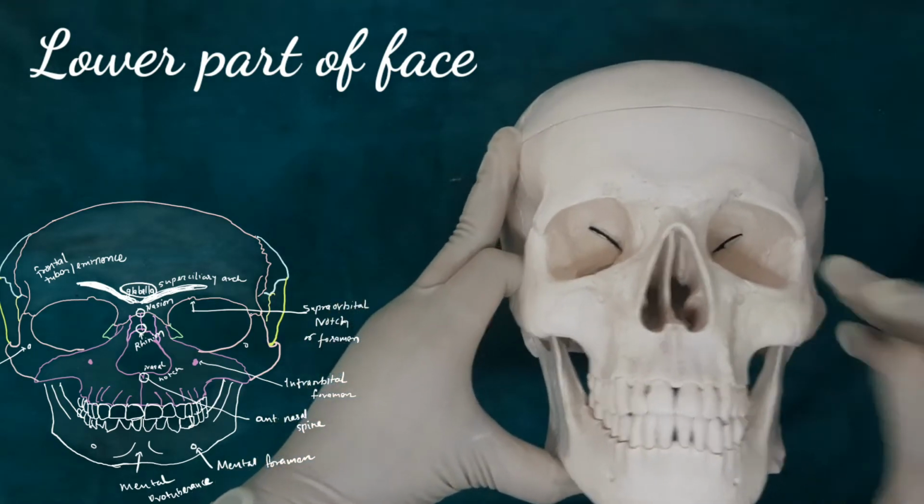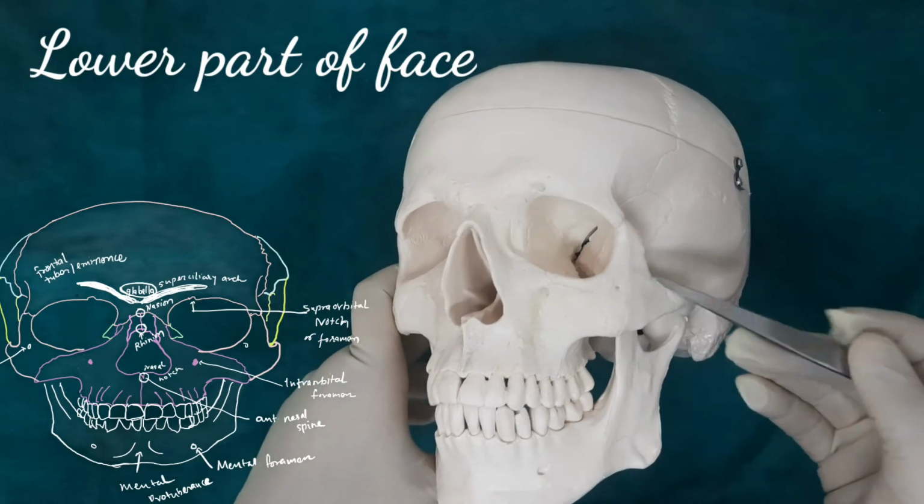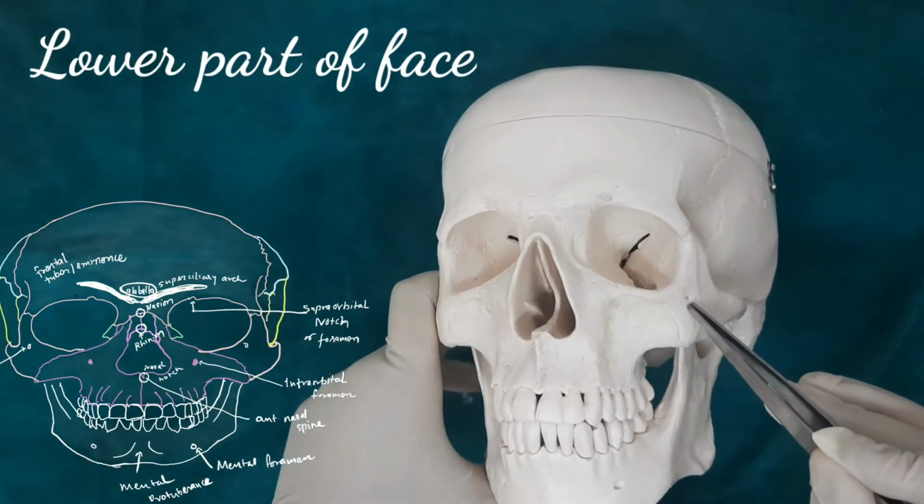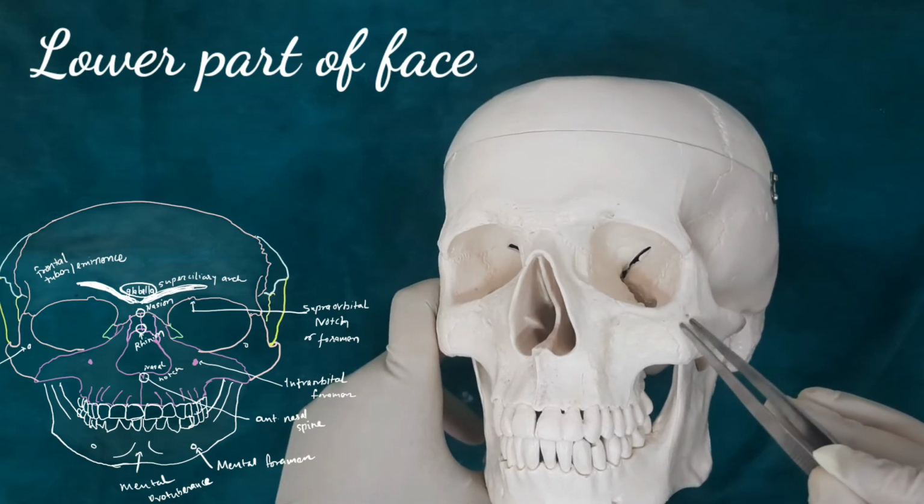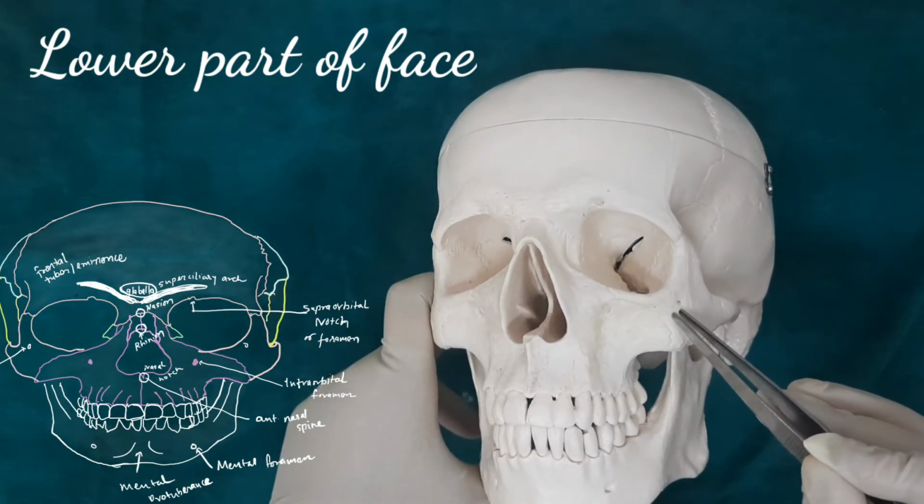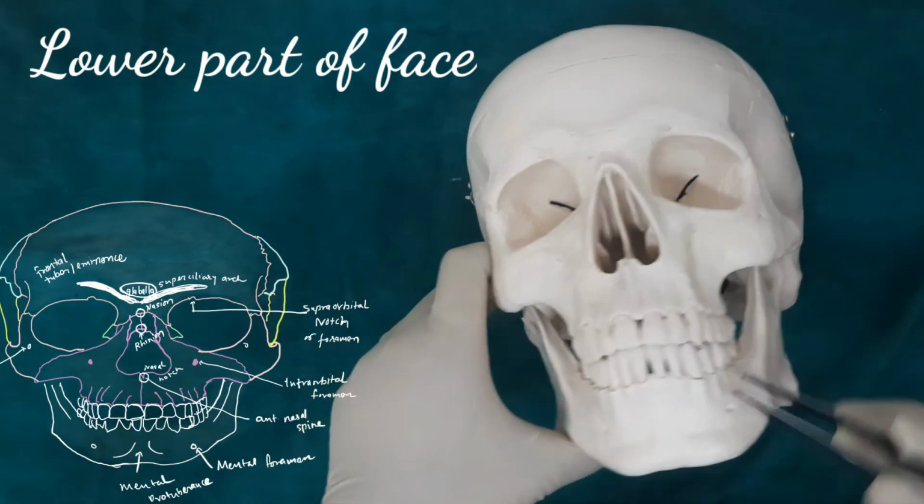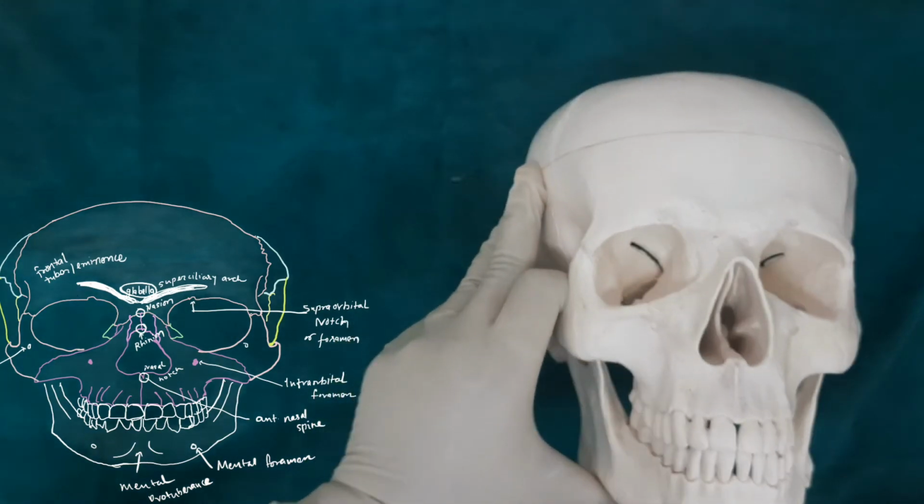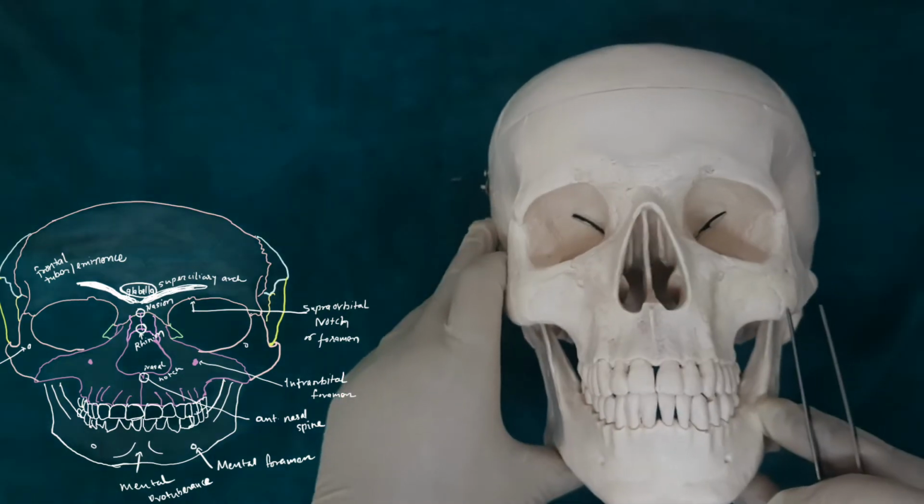Now the zygomatic bone forms the most prominent part of the cheek, and here the zygomaticofacial foramen is present. So this one is the zygomaticofacial foramen. Next is the mandible, also known as the lower jaw, and we will discuss it as a separate bone.